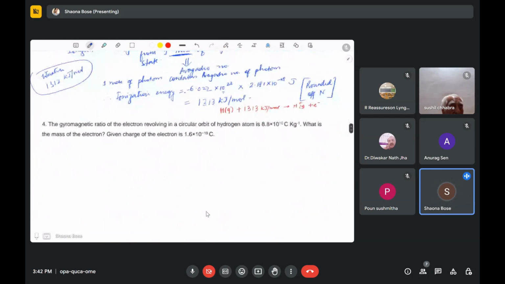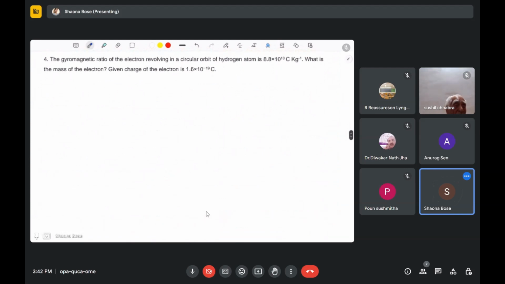Okay, so if there is no doubt, let me go to the next problem. This is about the gyromagnetic ratio of an electron. The gyromagnetic ratio of an electron revolving in a circular orbit of hydrogen atom is 8.8 into 10 raised to the power 10 coulomb per kg. So what is the mass of the electron? And you have the charge of the electron mentioned.